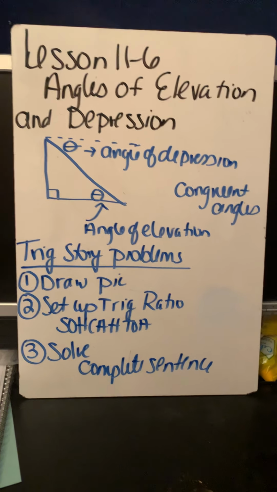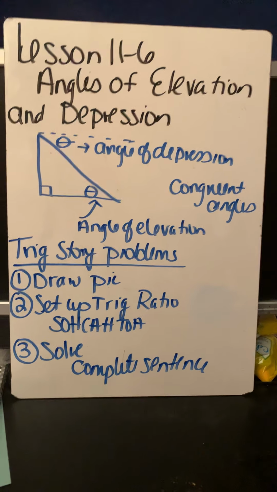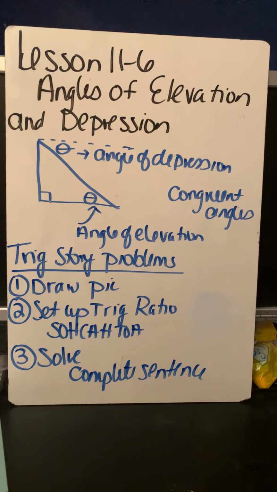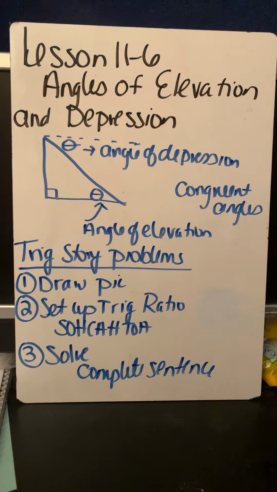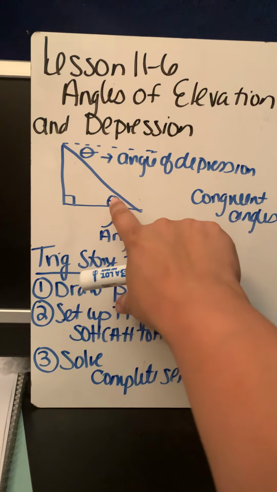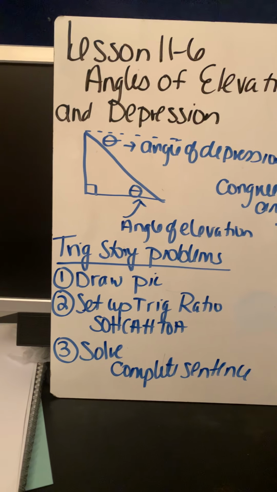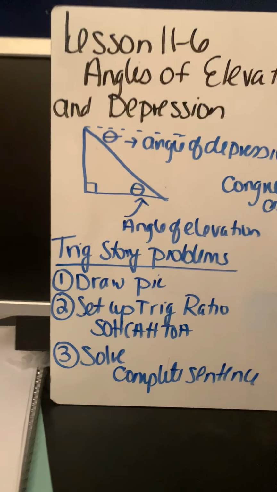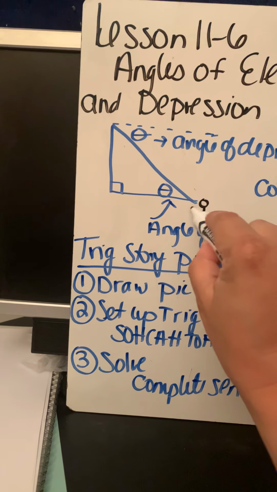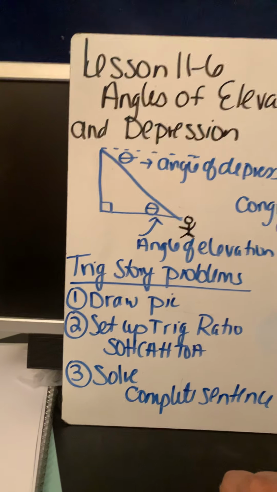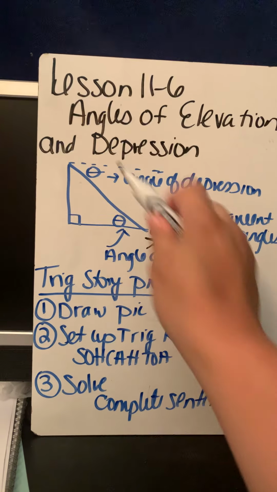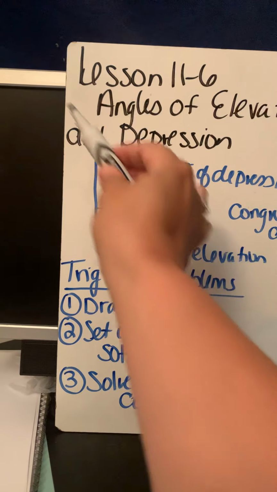I'll go over a few examples of what I want the trig story problems to look like. So, angles of elevation and depression. If my theta is down here, and a person is just standing there looking up, a cute little guy just standing there looking up, that is an angle of elevation.